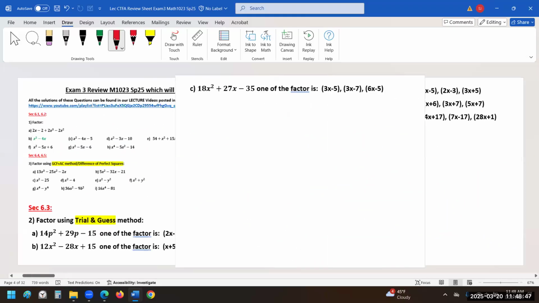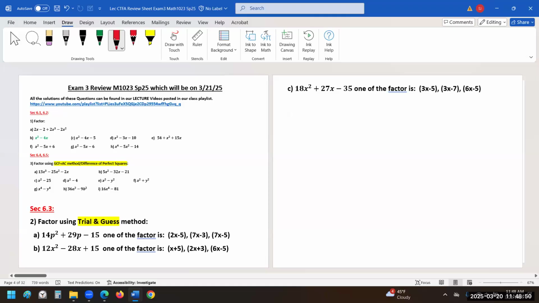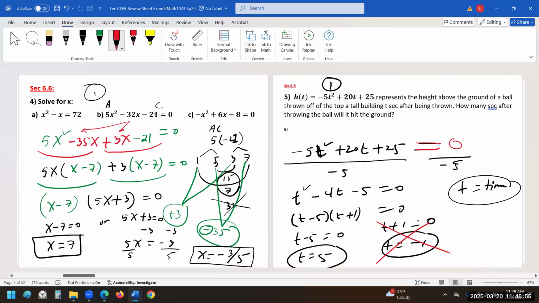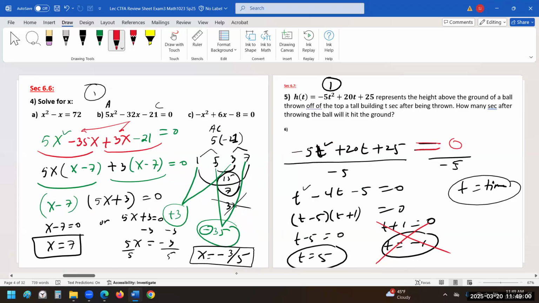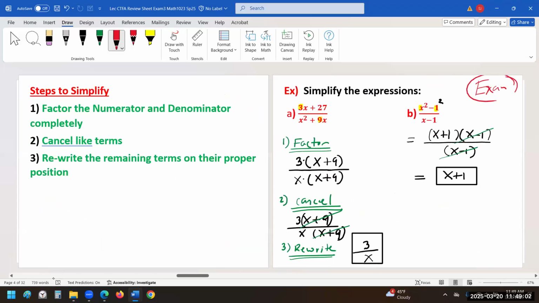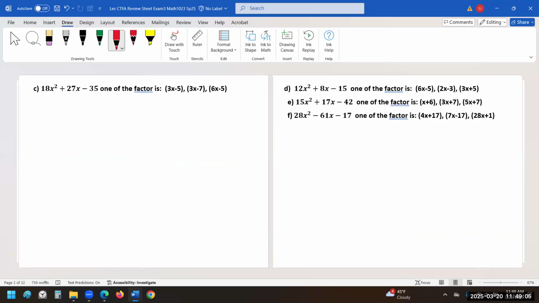Now trial and error. I'll do only one. What's this one? Are you guys done? For trial and error, anything is fine. We're going to use trial and error for two reasons. One is if you multiply 18 and 35, you get something big and you have no idea what to do with the big numbers. Plus, we are given the options. So because of these two reasons, we're going to use trial and error.